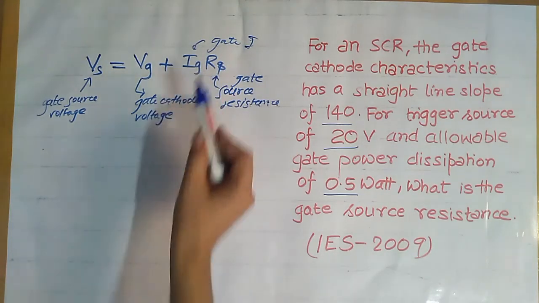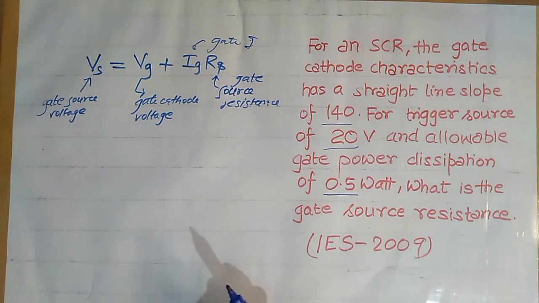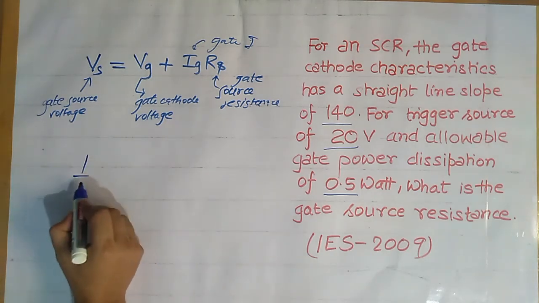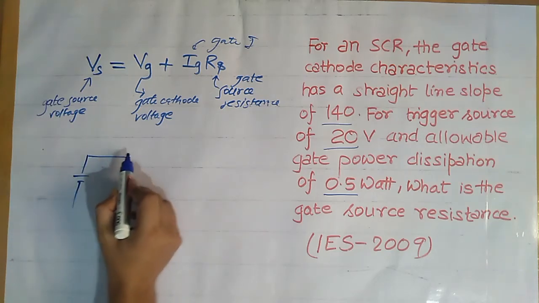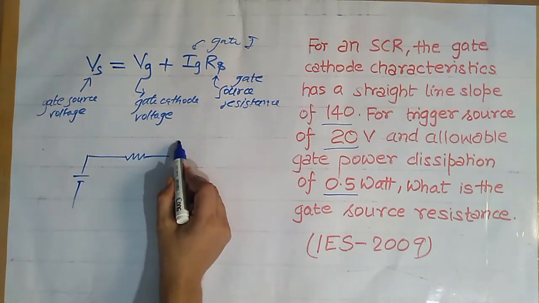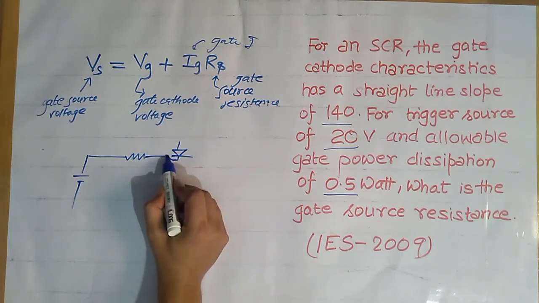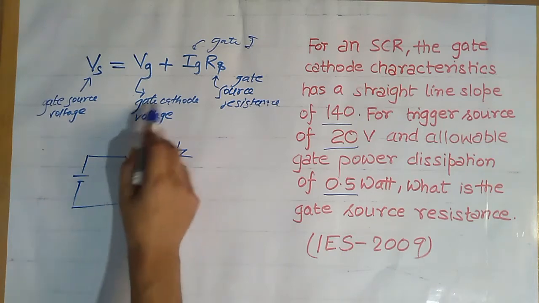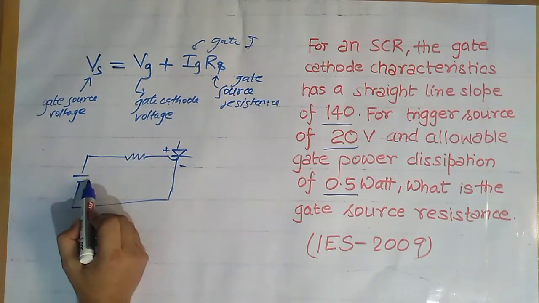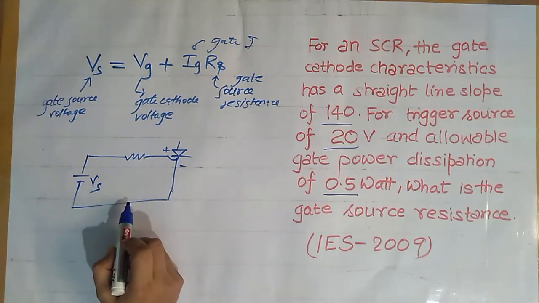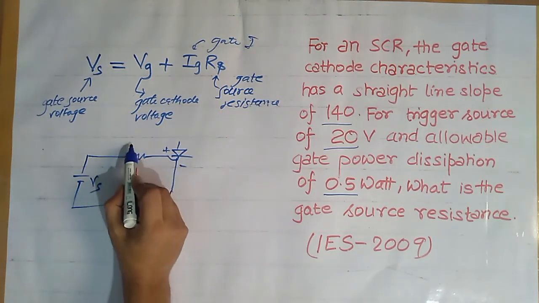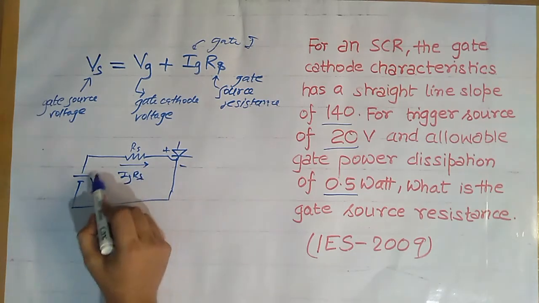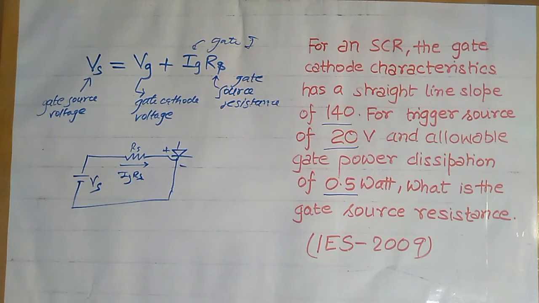And this IgRs is the voltage drop across the source resistance. If you want to understand this, the trigger circuit is like this. This plus minus is the gate cathode voltage, and this is Vs. And what is IgRs? Suppose this is Rs, then this is the IgRs drop. So if we simply apply KVL in this loop, we will get this equation.